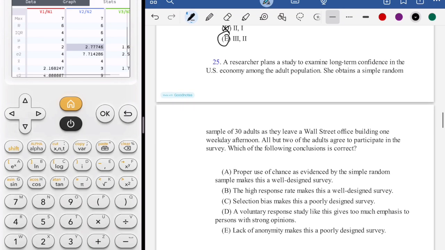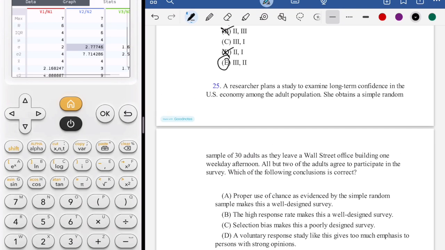Sounds like, before getting into the choices, it's fairly poorly designed, right? Like a convenience sample type. But we'll see. A proper use of chance. Did that happen? She obtains a simple random sample of 30 adults as they leave a Wall Street building one weekday afternoon. I mean, proper use? It's a use of chance. Well, I'm not going to get into how she decided on the 30, but we'll see.